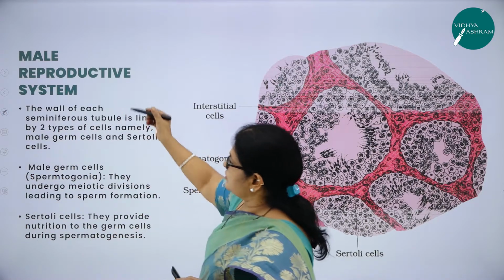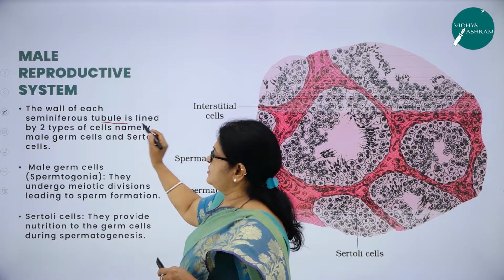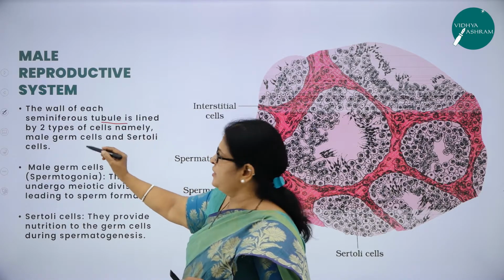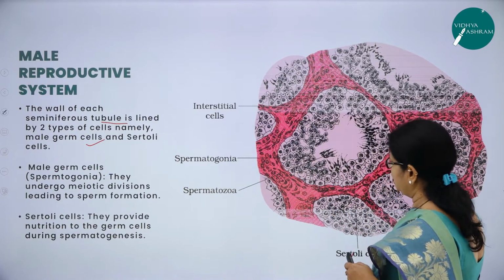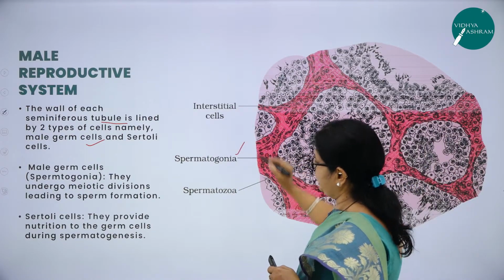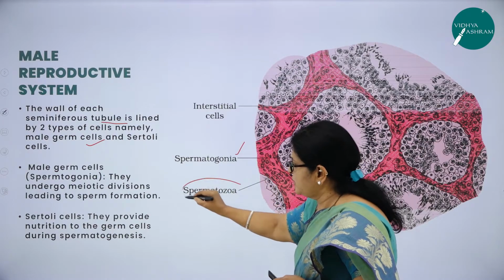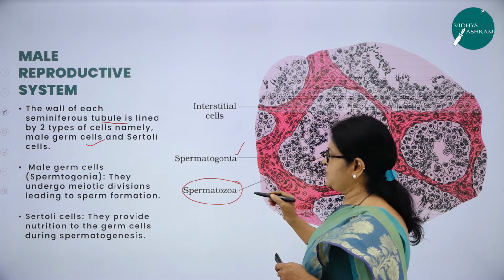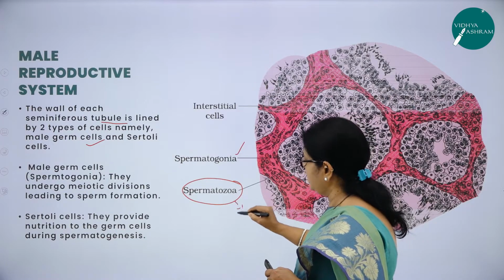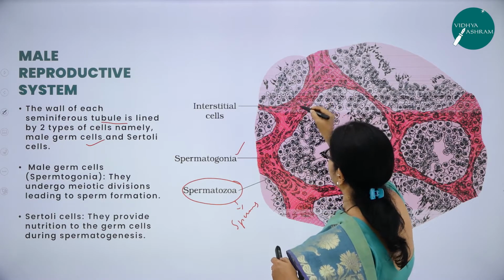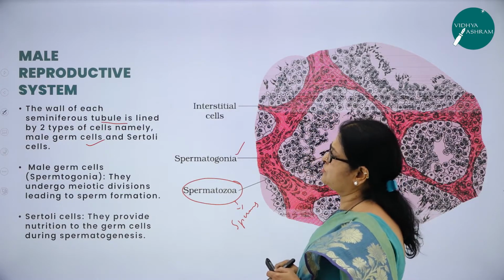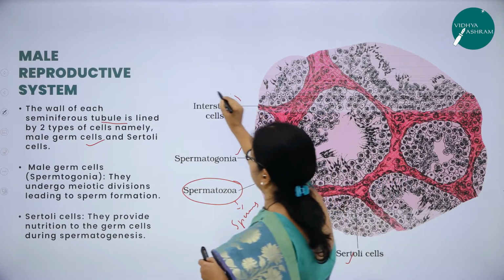So the wall of each seminiferous tubule is lined by 2 types of cells, namely the male germ cells and the Sertoli cells. Here you can see the Sertoli cells. Here you can see the spermatogonia. Spermatozoa. After the process of spermatogenesis, spermatozoa are formed, which are later transformed into sperms. Right? You can see the interstitial cells. Interstitial cell is also a very important concept to be noted.